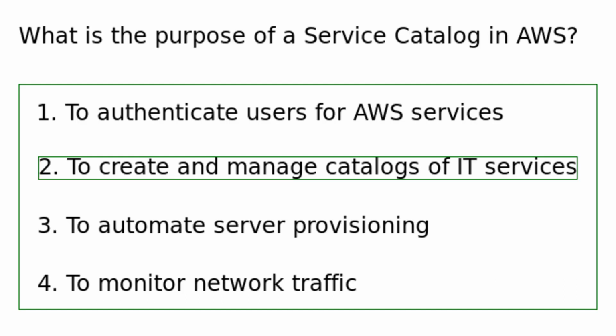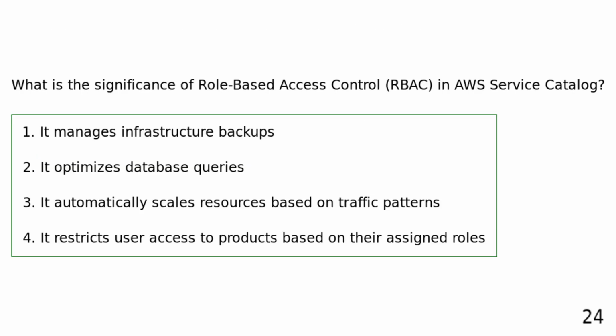The purpose of a service catalog in AWS is to create and manage catalogs of IT services, allowing organizations to centrally manage and govern cloud services. What is the significance of role-based access control in AWS Service Catalog? It manages infrastructure backups. It optimizes database queries. It automatically scales resources based on traffic patterns. It restricts user access to products based on their assigned roles.